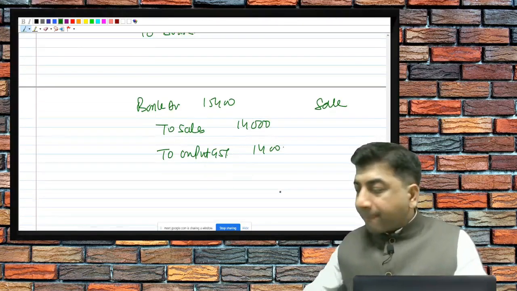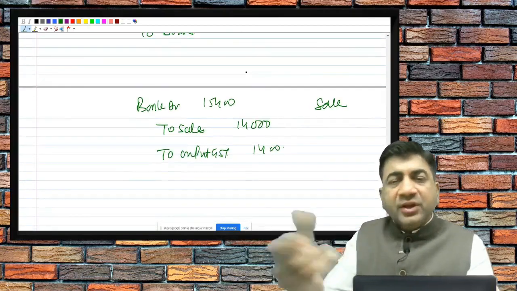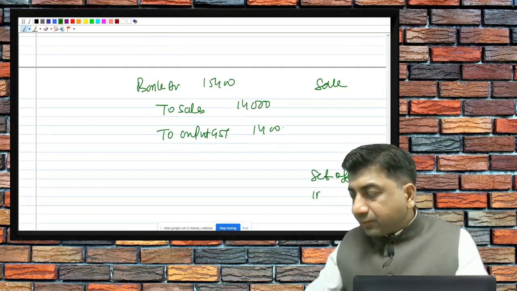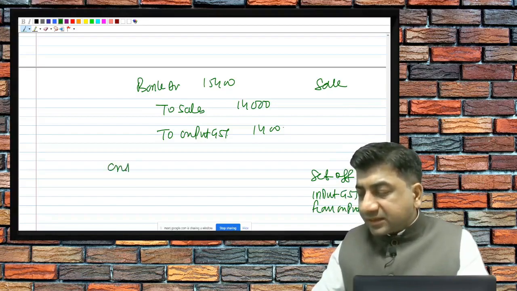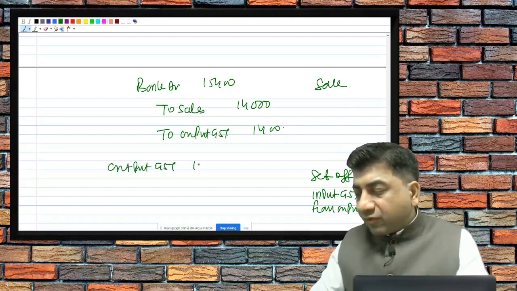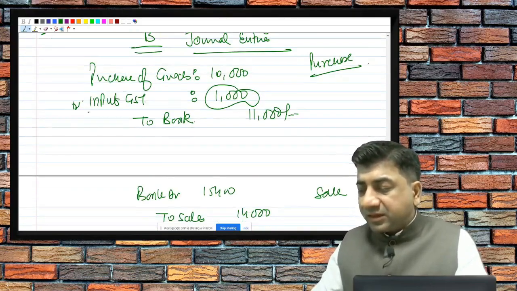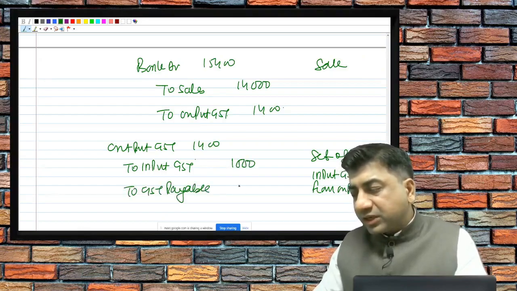And then you're going to use that advance amount of 1,000 to set off your liability of 1,400. Now set off input GST from output GST. How? Like this. Output GST 1,400 to input GST. That input GST has a debit balance now. Now it is used as a coupon, 1,000. And this is your GST payable, which you need to deposit to the government.